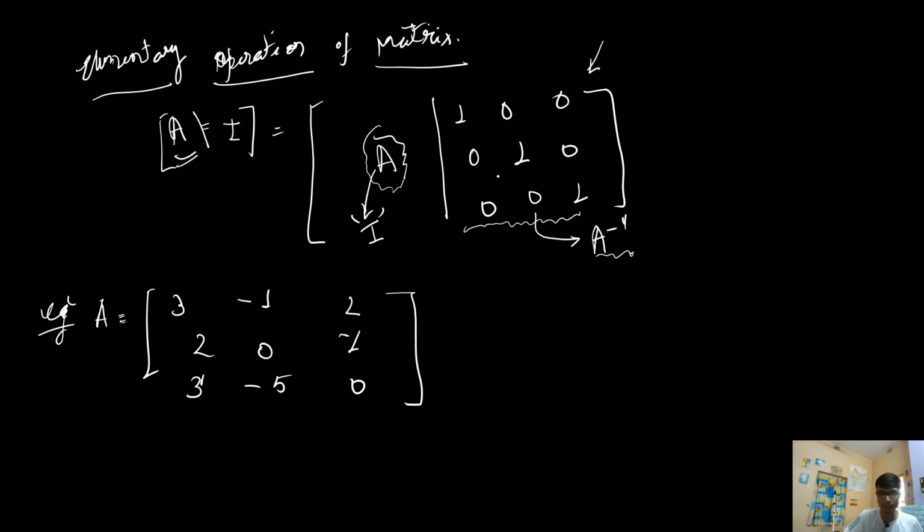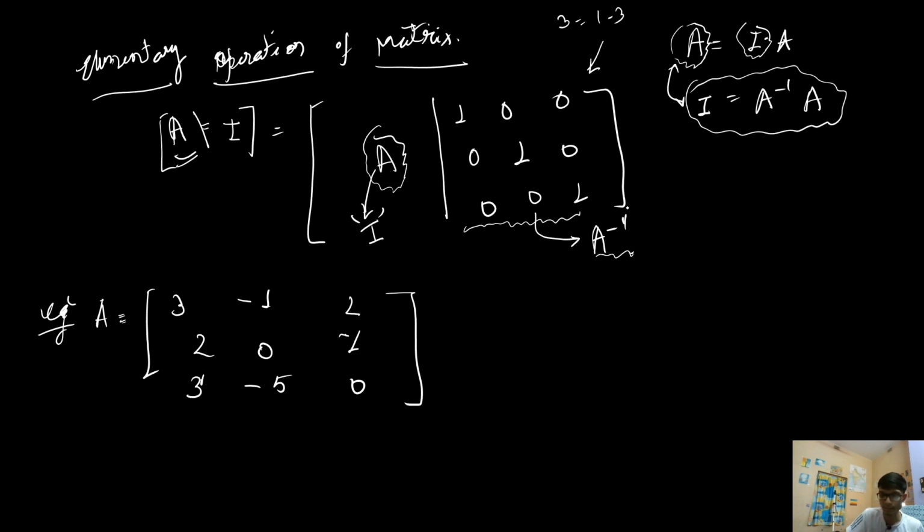Now how does this actually happen? I will talk about it. I can write A as, for example, if I have 3, I can write 3 as 1 into 3. Similarly, I can write this matrix A as the identity matrix into A. Now if I apply transformations and make this side I, and apply the same transformations on the other side, it changes into A inverse, and then I can write this relation, which is a true relation. So that is our motto in this question.